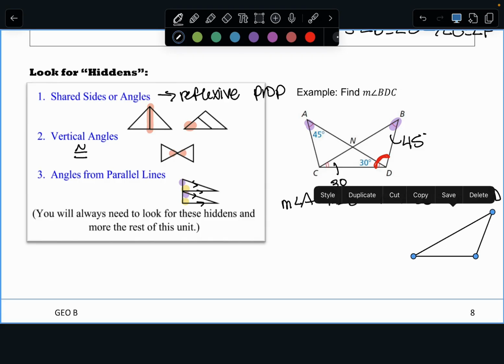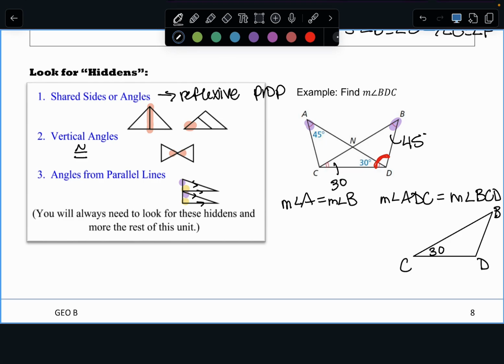I'm going to redraw this triangle. Here's B, D, C, and here's what I know. I know this is 30, I know this is 45, and this one's a big question mark. That's equal to 180. Yes, the triangle sum theorem. It's your favorite theorem ever. We're going to add these three things up and set them equal to 180.